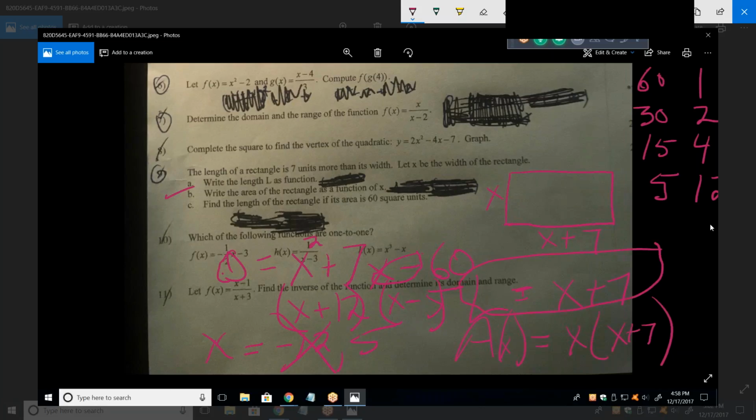You just plug x in there. So just 12. So the width is 5, the length is 7 more than 5, which is 12, and the area is 60. Everything works.